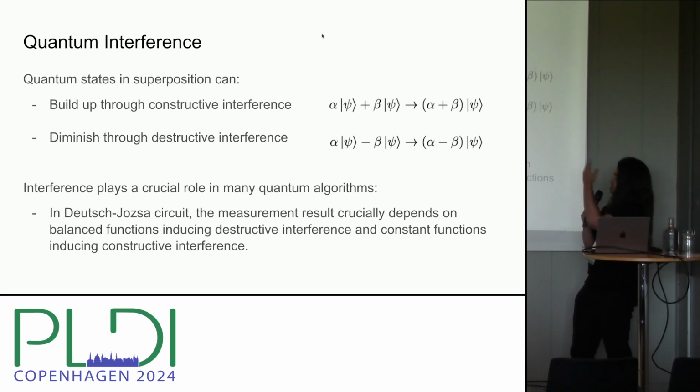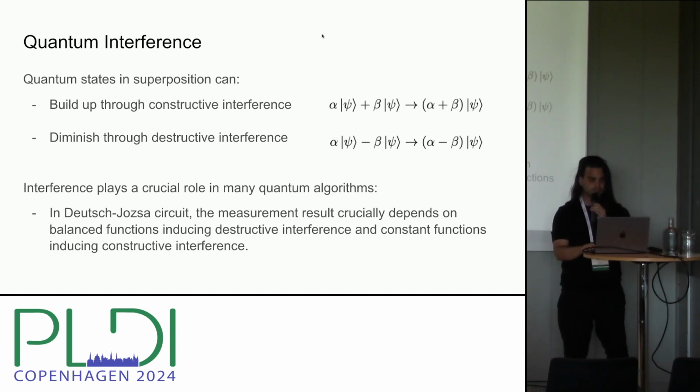So quantum state and superposition can build up constructively through interference. If I have the same state psi, with alpha and beta as the amplitudes, they will add up constructively. But if they're of opposite signs, then they will diminish through destructive interference. And if the magnitudes are the same, this will cancel out.